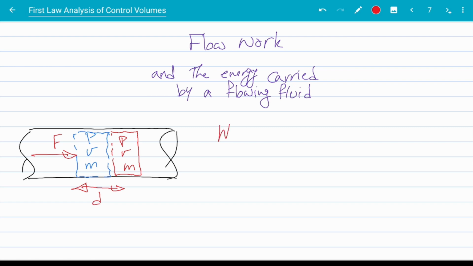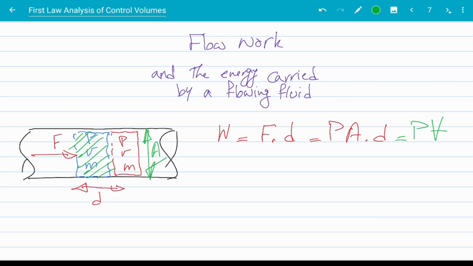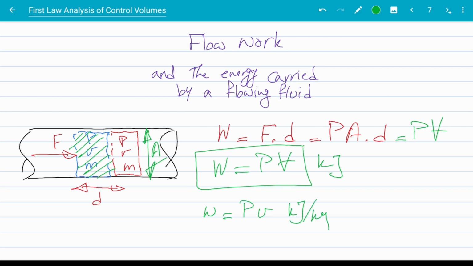So the amount of work that the upstream mass of the fluid is doing on the blue element is the force times the distance that is moved. I know that the force is actually pressure times the cross-section area of the pipe times d. Now cross-section area of the pipe times d gives us the volume that this element has moved. So we get pressure, volume. So the upstream flow has done a work on our fluid element. That work is pressure times volume in kilojoules. We can write it per unit mass in the form of small letter w is P specific volume in kilojoules per kilogram. Now this term is called the flow work.